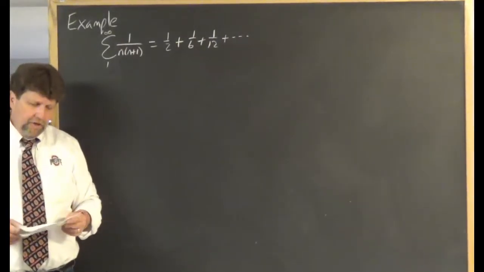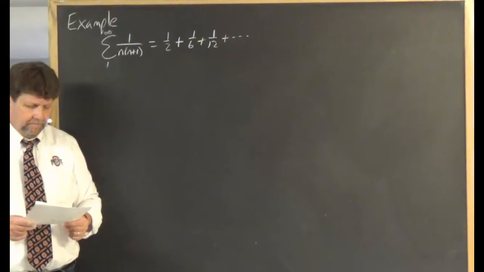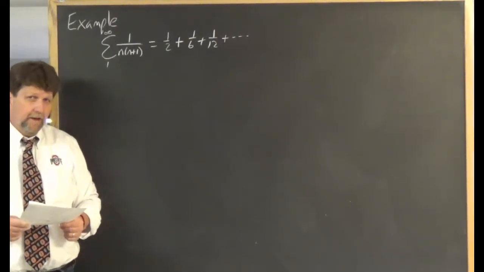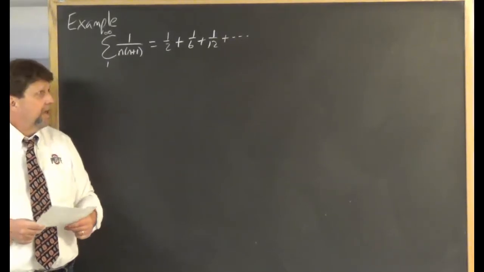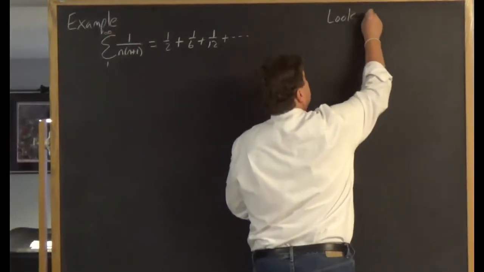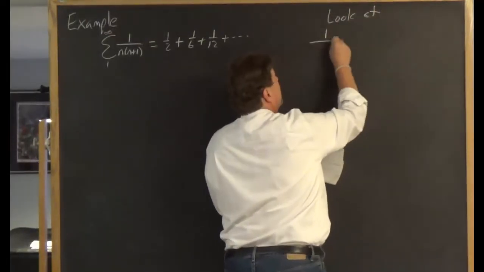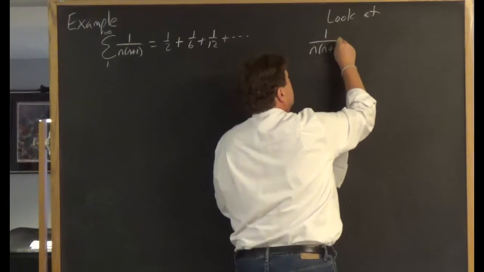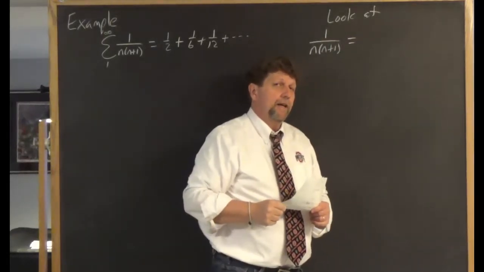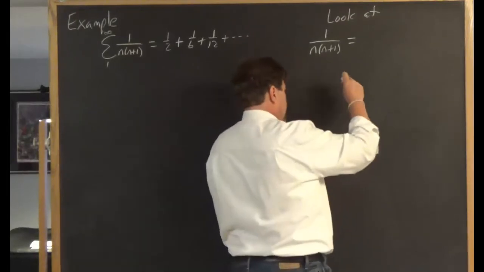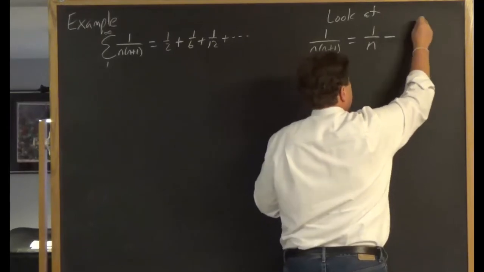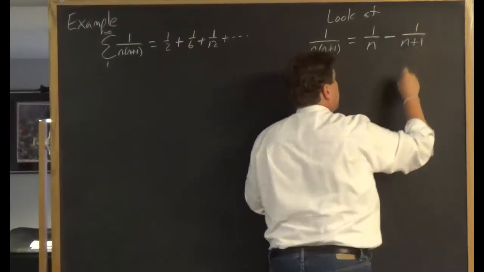And then I kind of foreshadowed that an old dear friend of ours was going to be helpful in this situation. And that's when I look at this 1 over n times n plus 1. I know 1 over n times n plus 1 can be rewritten as 1 over n minus 1 over n plus 1.